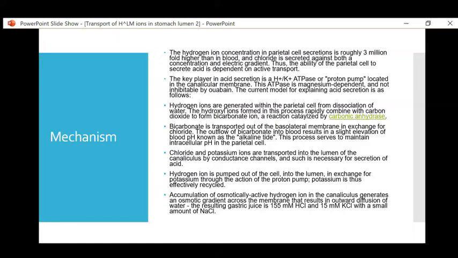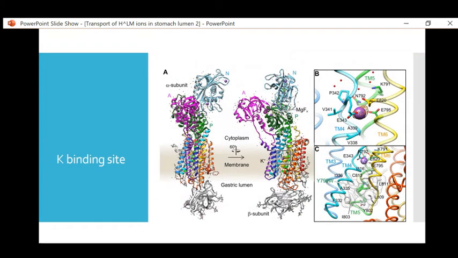Accumulation of osmotically active hydrogen in the canaliculus generates an osmotic gradient across the membrane that results in outward diffusion of water. The resulting gastric juice is 155 mM HCl and 15 mM potassium KCl, with a small amount of NaCl. The figure shows the potassium binding site outside the lumen, where the potassium is recycled by the stomach.